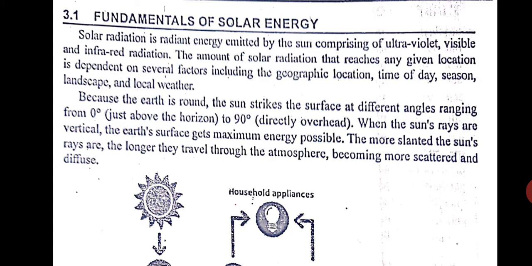The amount of solar radiation we get depends on the location, latitude, longitude, and then the time of the day, different seasons, landscape, and even the local weather. India is fortunate that we get solar radiation for more than 300 days in a year, and for almost every square meter of area in India we get solar radiation of 5 to 7 kilowatt hour.